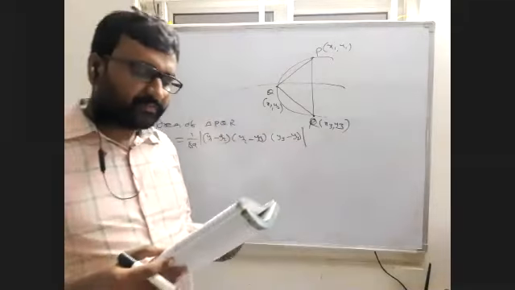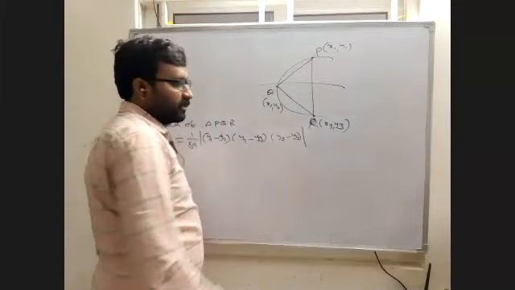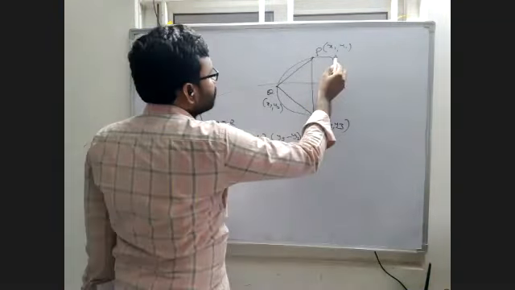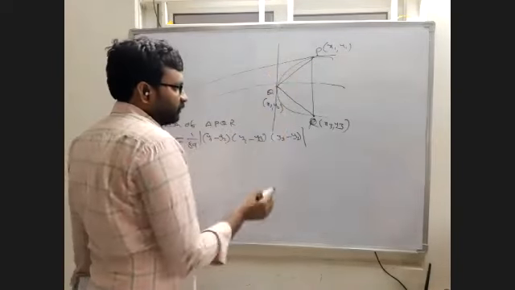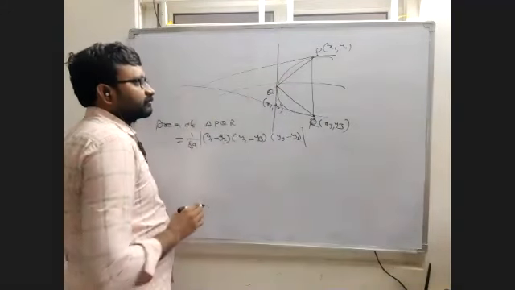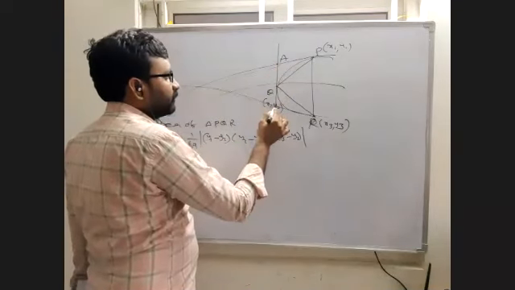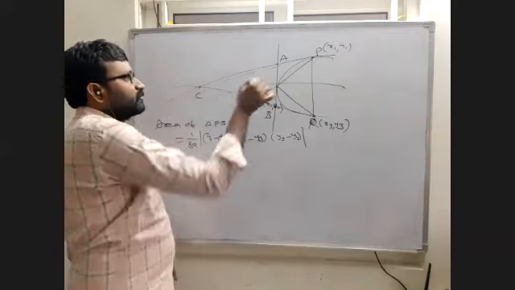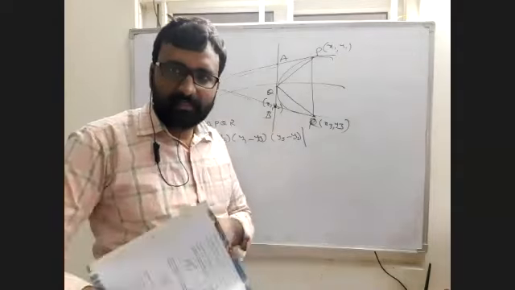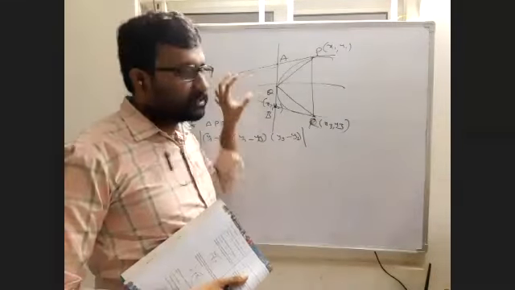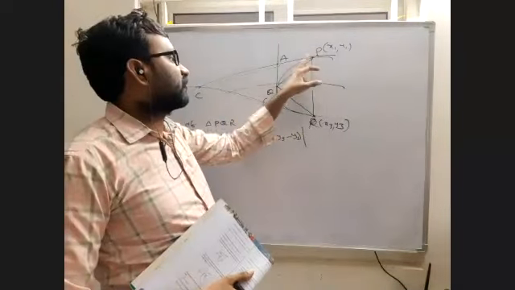Next, the area of the triangle formed by the tangents at the points. Suppose these three points lie on the parabola. We can draw tangents like this: the tangent at P, the tangent at Q, the tangent at R. These three tangents intersect like this at A, B, C. Now ABC is a triangle formed by the points of intersection of the tangents from P, Q, R.